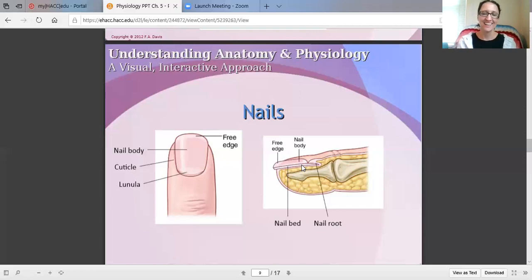Okay, so on page 76, there are conditions. There are conditions that can tell you about the health of an individual by the nails.